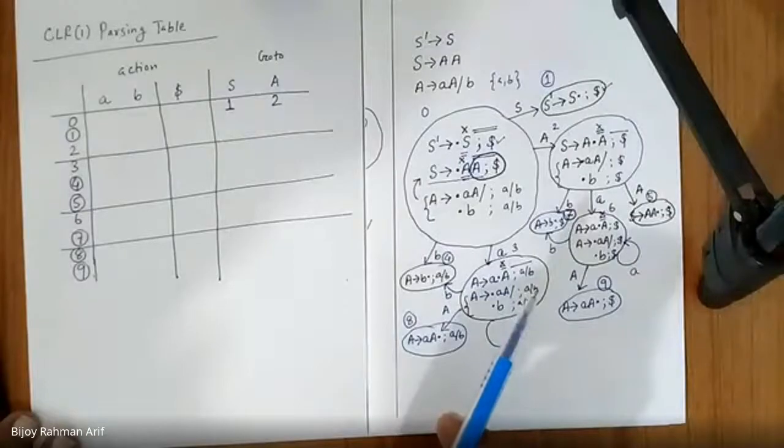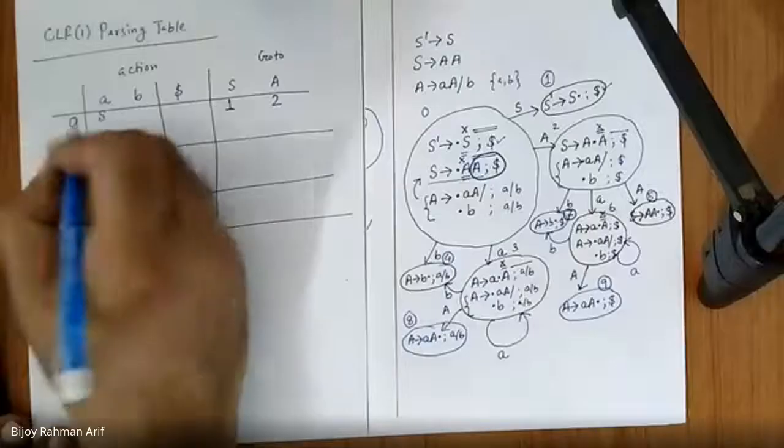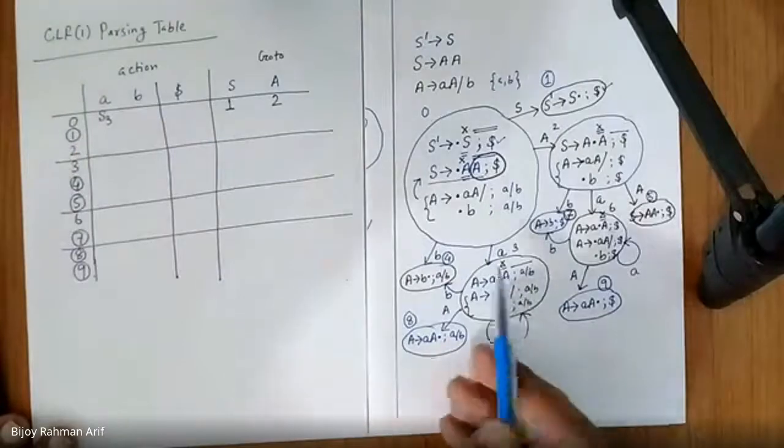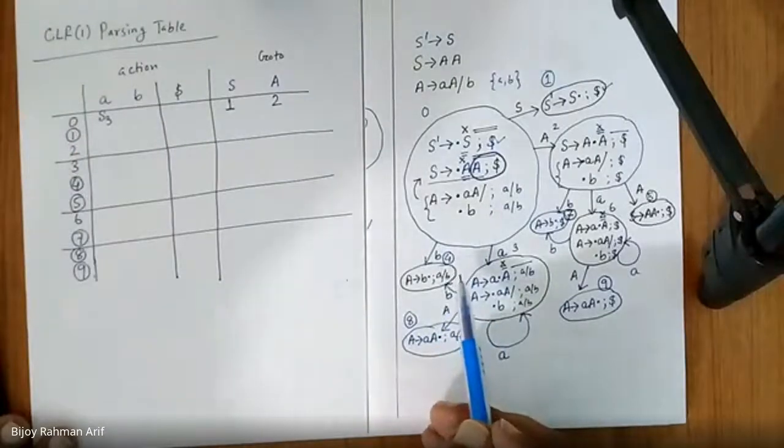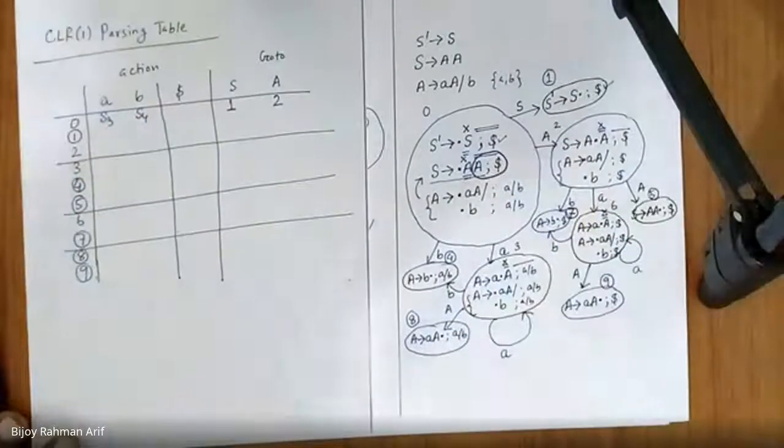What would be the action? A is a terminal, so it is a shift: shift 3. Good. State 0 seeing B, where should I go? Shift 4. Anything else? 1, 2, 3, 4, we have done. Let's get to state 1.